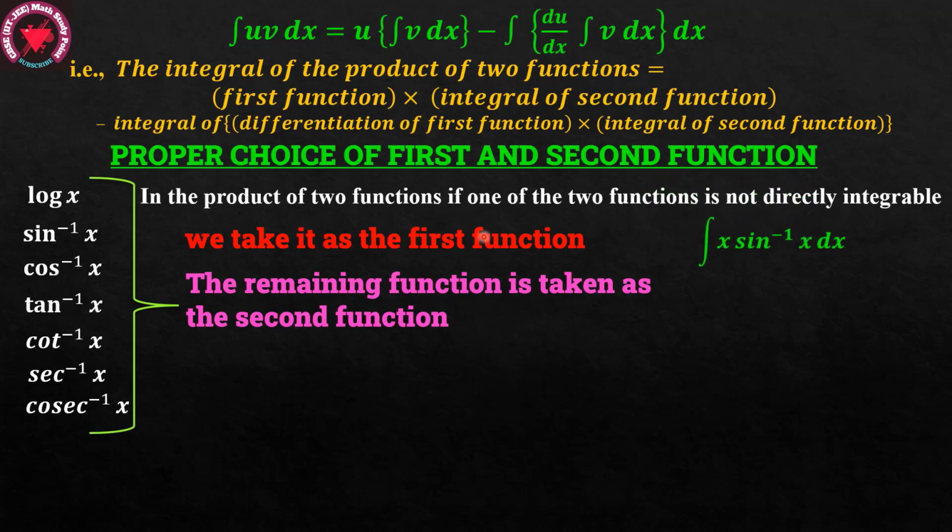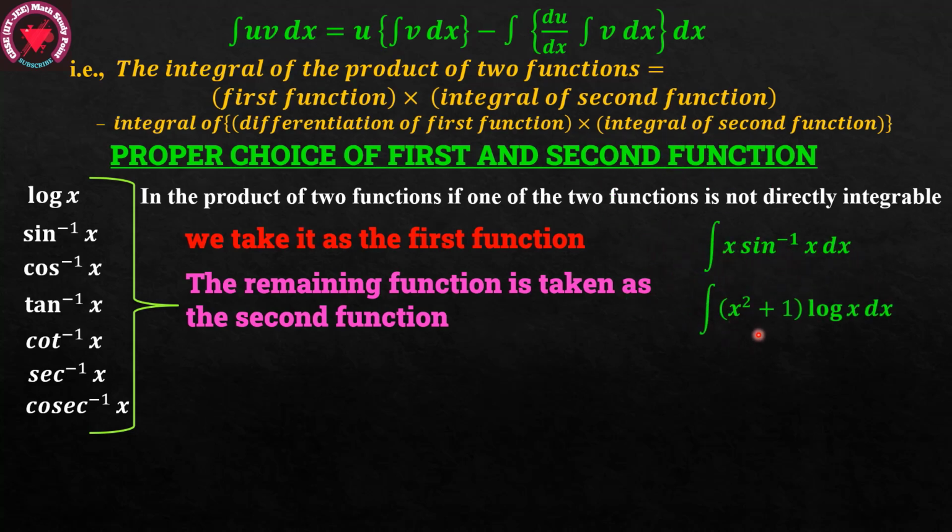Look at one example. See here, integral x sin inverse x. Here x is one function and sin inverse x is another function. In this type of case, the inverse trigonometric function sin inverse x we have to take as the first function, and the remaining function x we have to take as the second function.